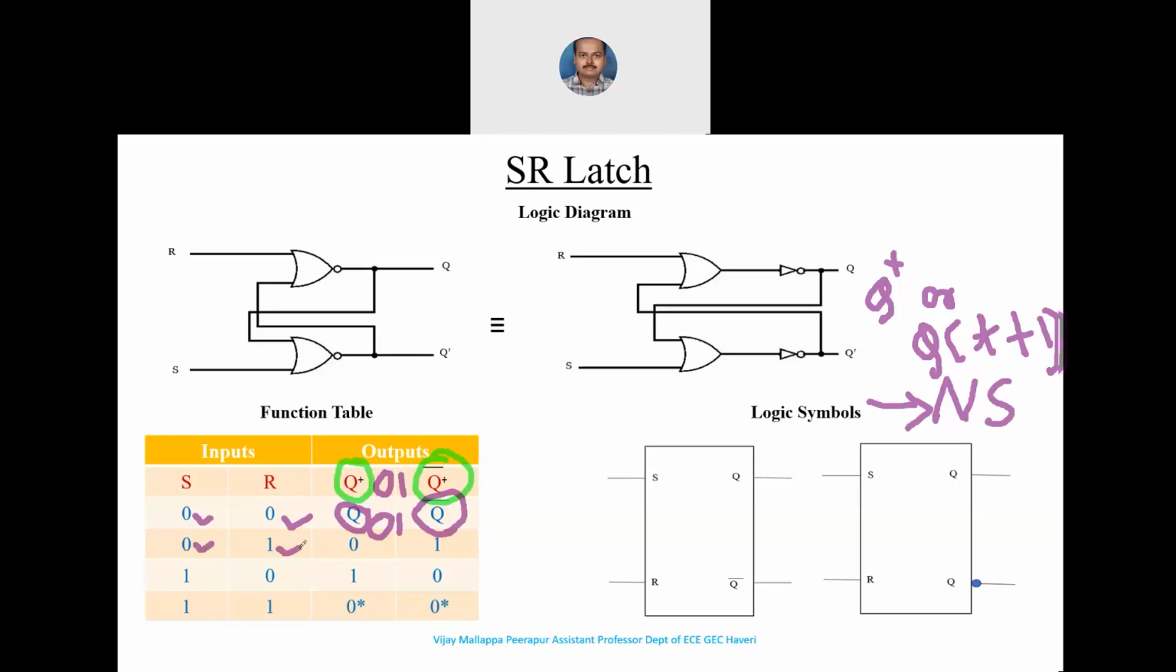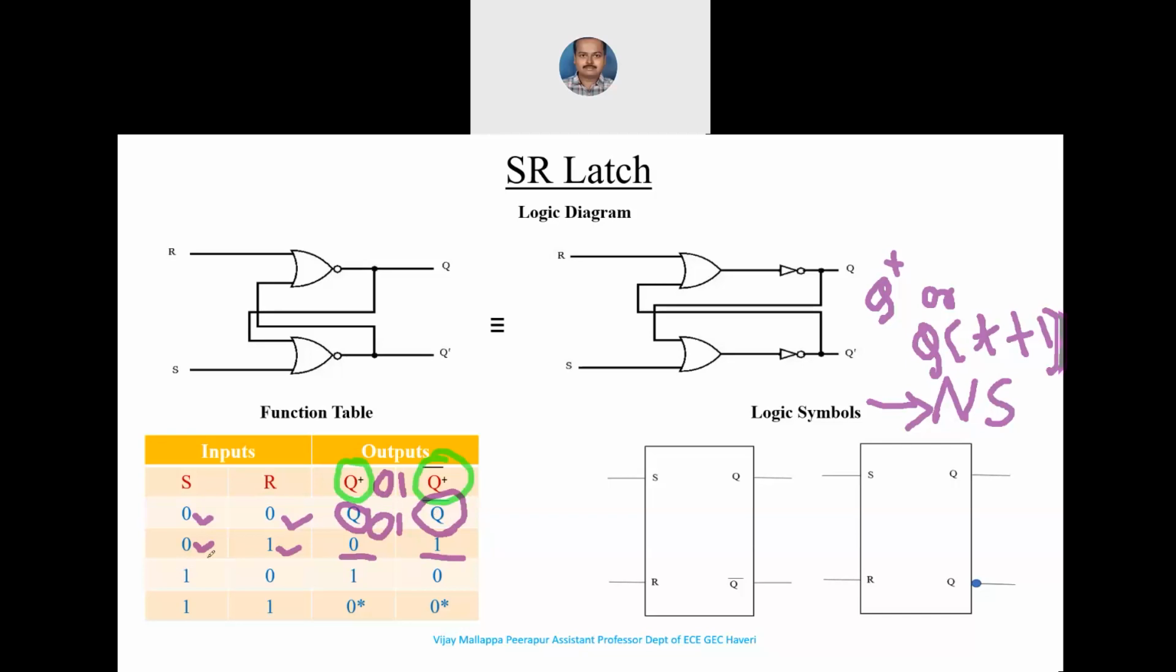Next, when S is 0 and R is 1. When R is 1, it means reset. What do you mean by reset? It is nothing but the zero state. It means that the Q output, the next state, is equal to 0 here, since the complementary output will be 1. What you should really be worried about is the normal output, because if we know Q, we know the output for Q bar, because that is nothing but the complement of Q.